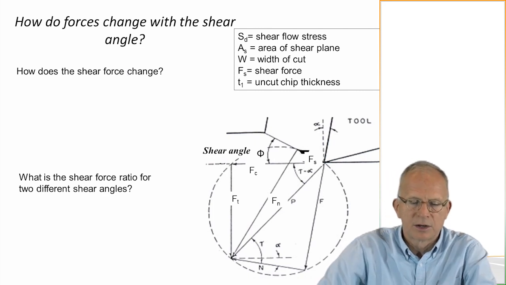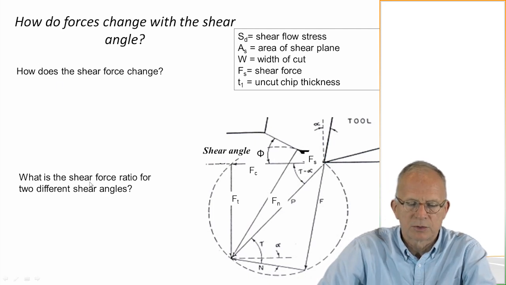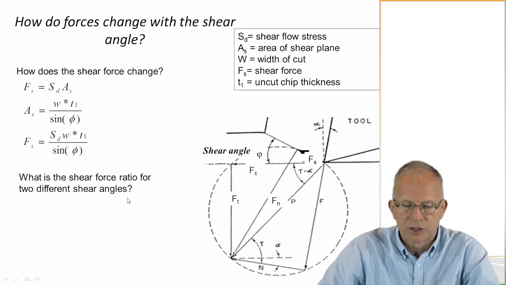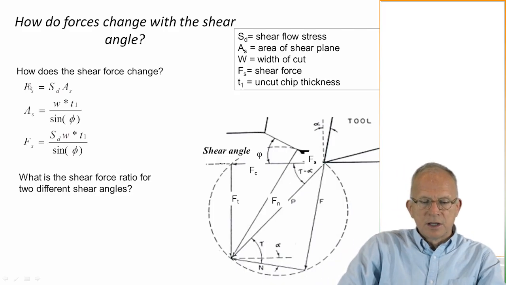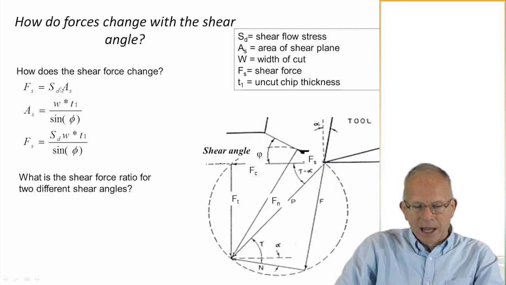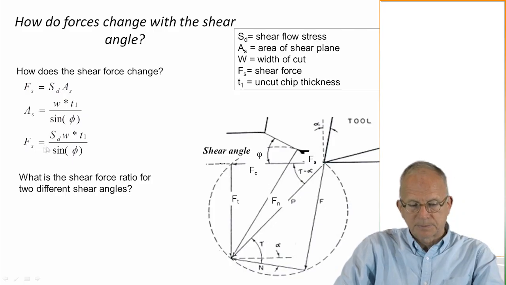And so here's how does the shear force change? What is the shear force ratio for two different shear angles? So here is the shearing force, which is the dynamic shear stress, S sub D, times the area of the shear plane, A sub S. So here's the area of the shear plane, as we said before, divided by sine of the shear angle. And now here is F sub S. So the shear force is going to be the shear flow stress times W times T1 divided by the sine of the shear angle.